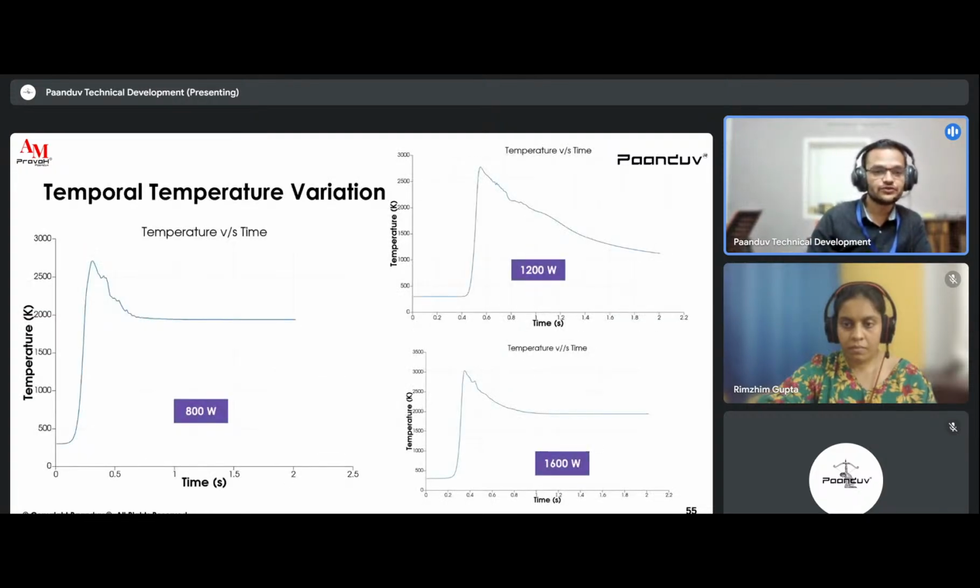These are the temperature versus time curves for the variation in the laser power at the same point. We can see that for 800 watts of laser power, the peak temperature is around 2600 Kelvin, while for 1200 watts of laser power it is around 2800 Kelvin, and for 1600 watts it is more than 3000 Kelvin.